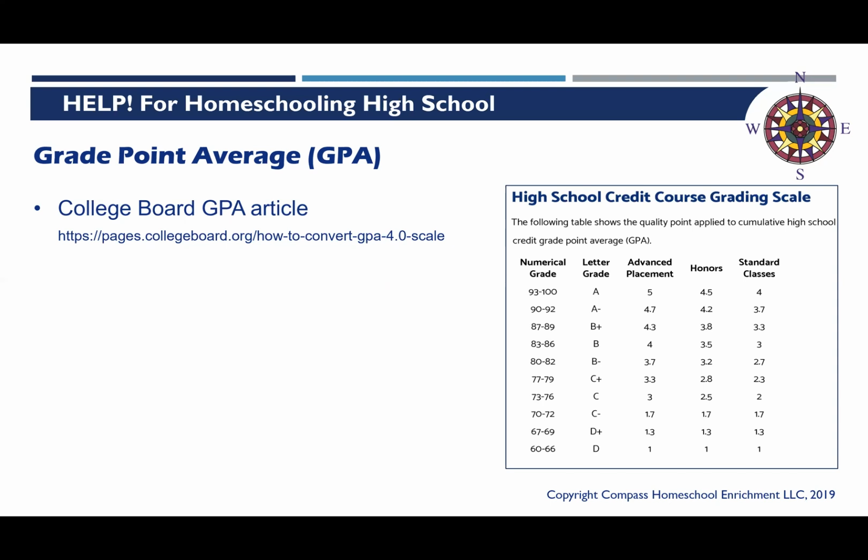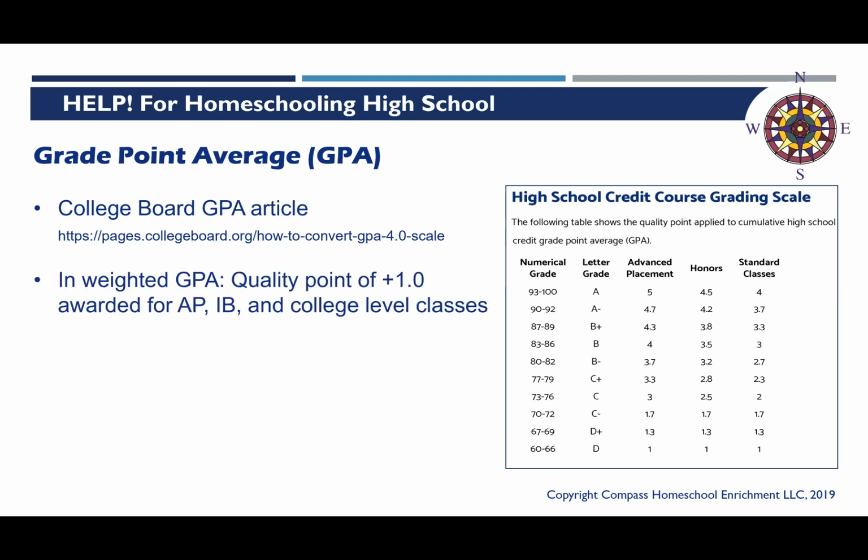The standard value is 4 for an A, 3.7 for an A minus, 3.3 for a B plus, 3 for a B, etc. But the two center columns show higher values for advanced placement and honors classes. This is what's called a weighted GPA system. In a weighted GPA system, a quality point of +1 is added to classes that were taken at the AP, IB, or college-level dual enrollment classes.